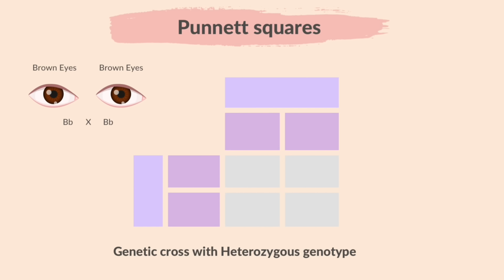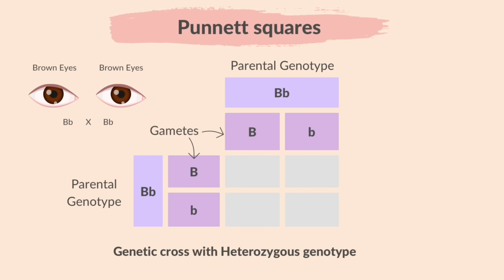Next, let's say two heterozygous parents are crossed. What are the possible allele combinations of the offspring produced? So the genotype of one heterozygous brown-eyed parent will be capital B, small b. And the genotype of the other heterozygous brown-eyed parent will also be capital B, small b. The gametes will be capital B and small b for both the heterozygous brown-eyed parents. So now we cross them. The Punnett square will look like this.